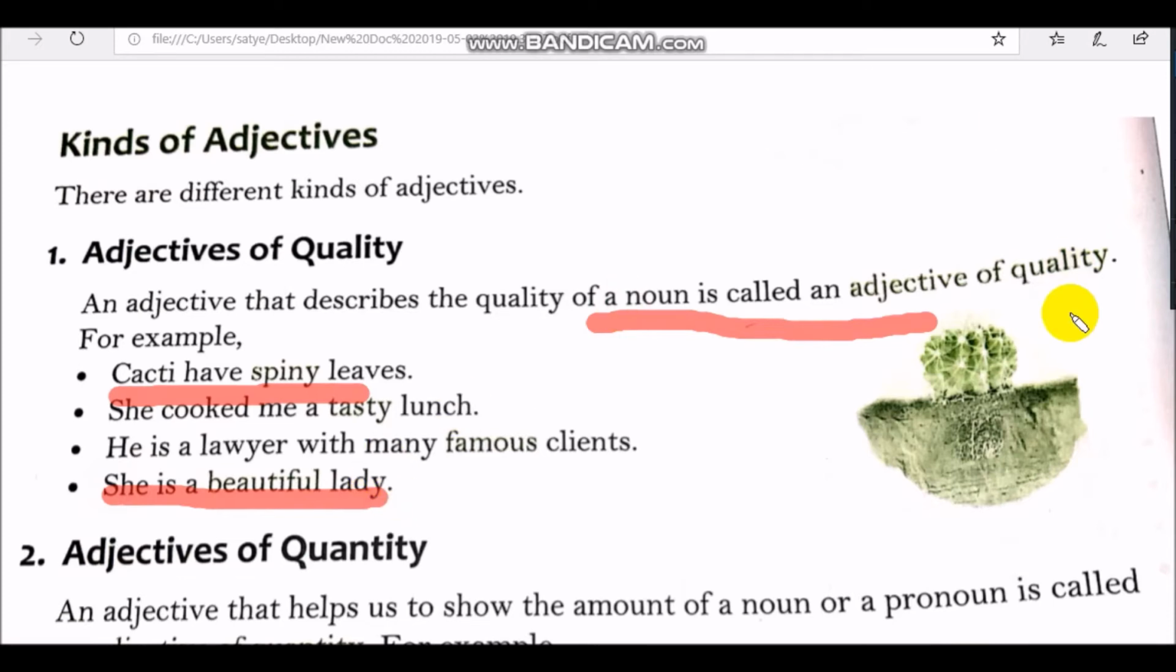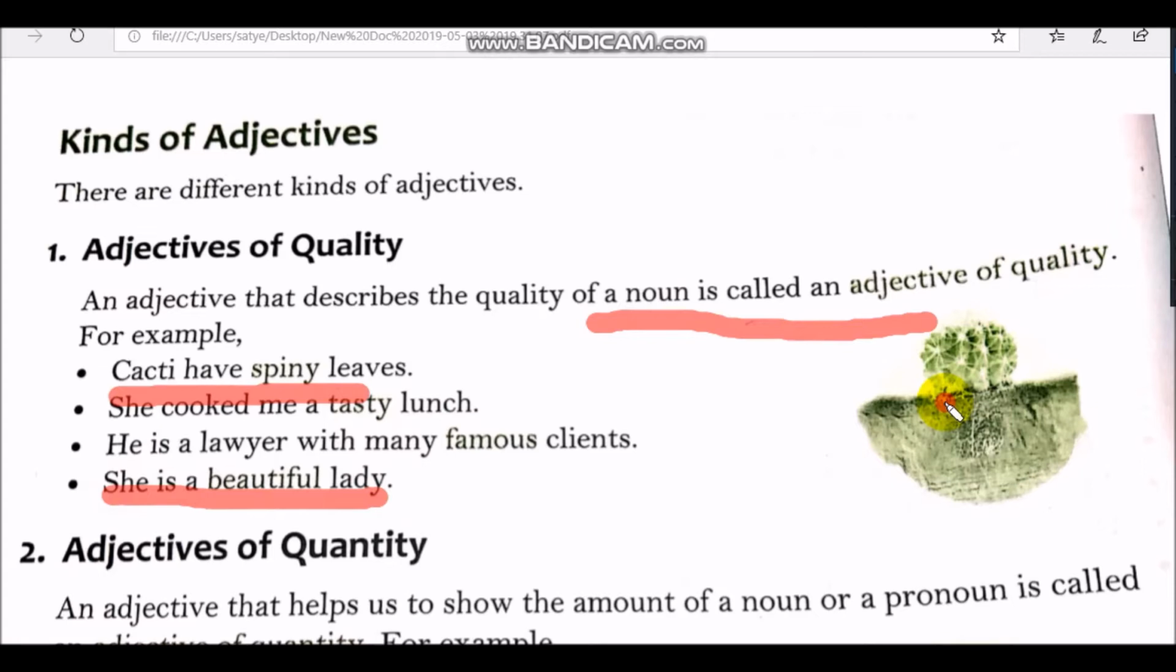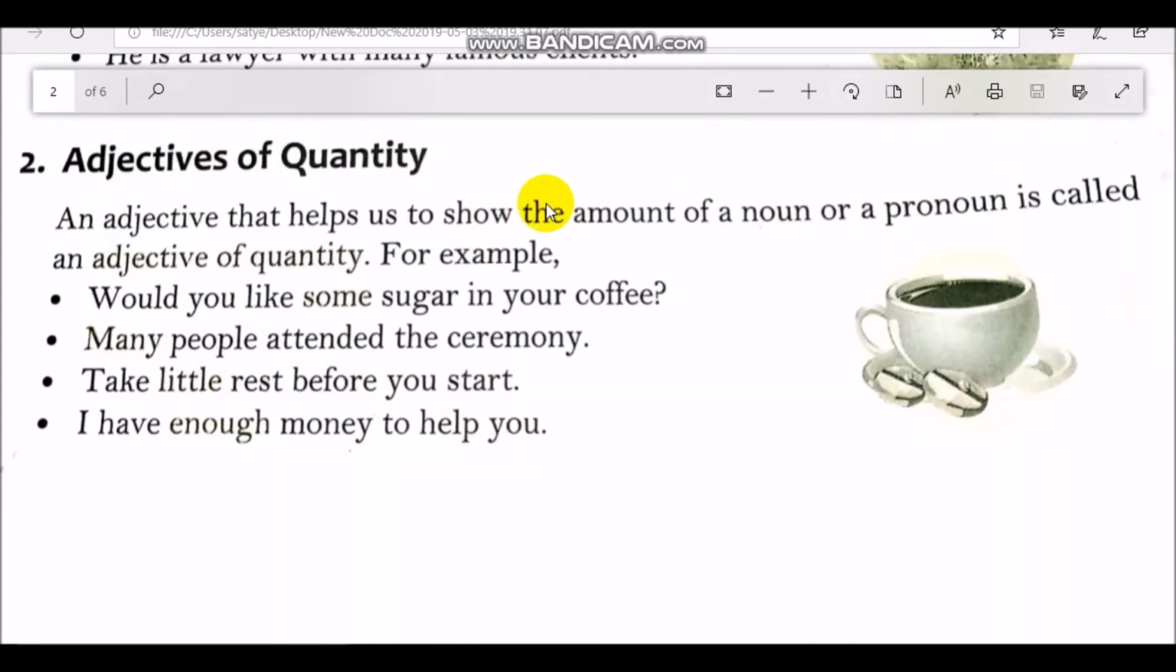The second is adjective of quantity. As you understand from the word, it tells you about the quantity. An adjective that helps us to show the amount of a noun or a pronoun is called an adjective of quantity. It means it shows you some quantity. For example, he left no bread for me this morning. उसने मेरे लिए एक भी ब्रेड नहीं छोड़ी. So no, वो quantity बता रहा है.